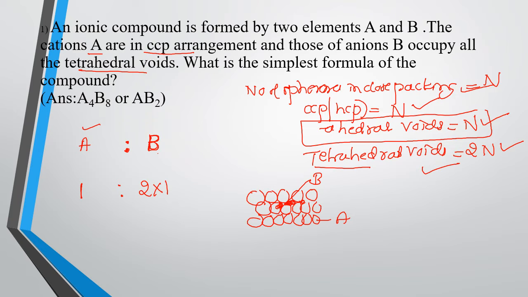Okay, now generally, for the simplest formula, directly you can write 1 in place of the number of spheres n. So B is the atom that occupies the tetrahedral voids. How many tetrahedral voids are there? Compared to the spheres, double the number. So if there is 1 sphere, then 2 into 1. So let us take out the ratio, A1 B2. So the simplest formula of the compound is A1B2. So the answer here is AB2.